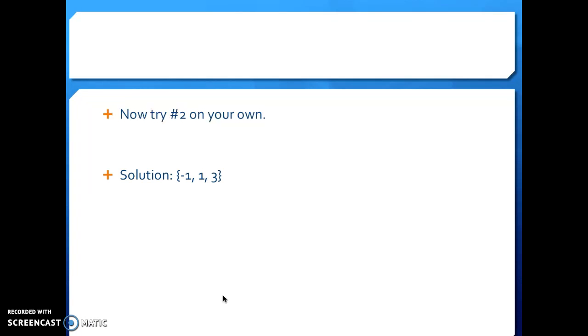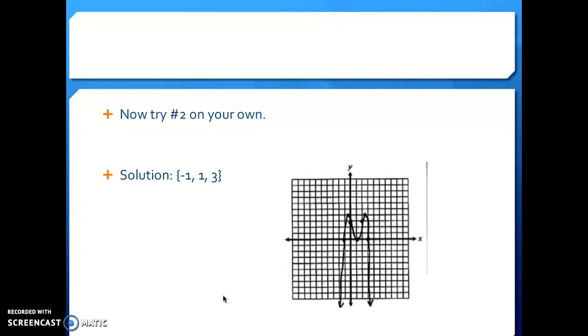Here is the solution for number 2. It is -1, 1, and 3. And here is the graph, what your graph should look like. Notice that it crosses at -1, +1, and 3.